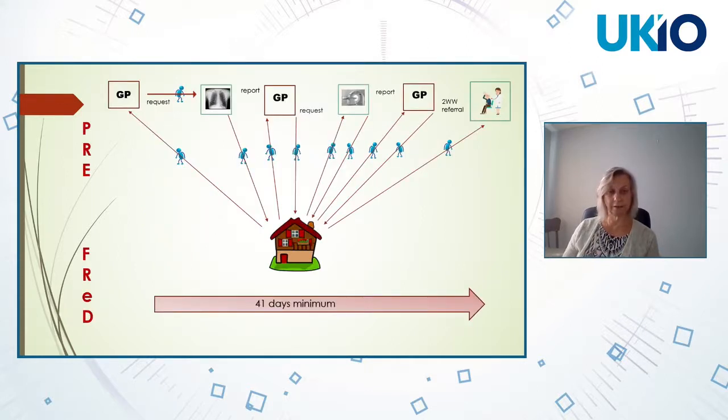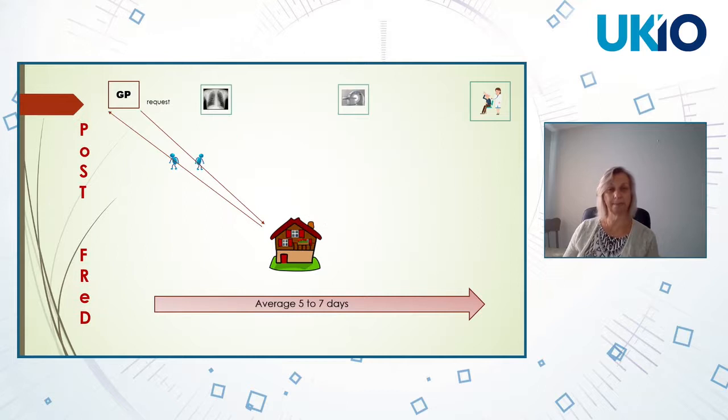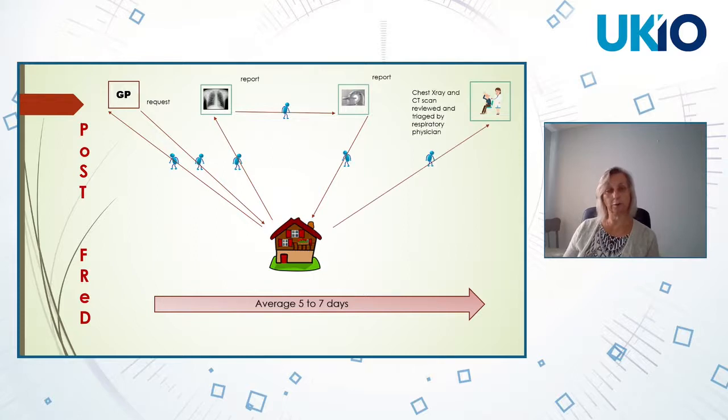So pre-FRED, the time between referral to seeing the chest physician was 41 days. Post-FRED, the request would come into the hospital, the appointment would be made for the patient, they would have their CT scan and return home. The reports would be sent to the GP and to the chest physician at the same time, and the patient would then be reviewed and, if necessary, see the chest physician. This on average took 5 to 7 days.